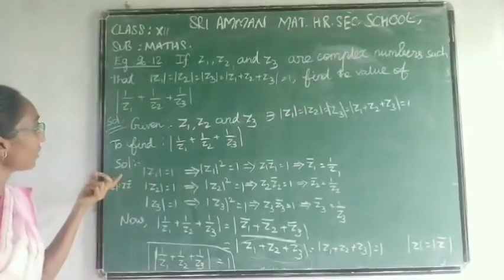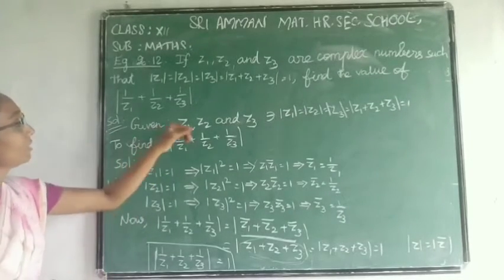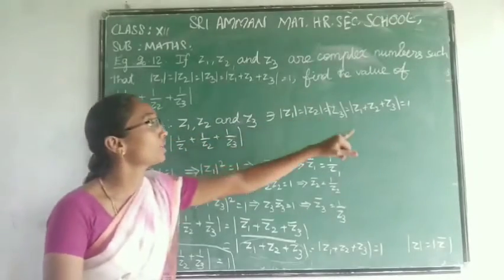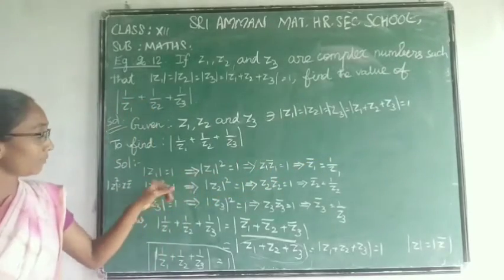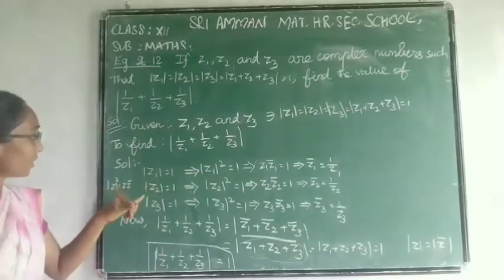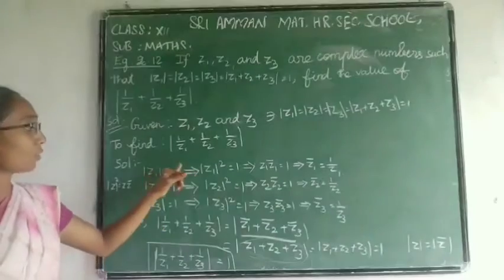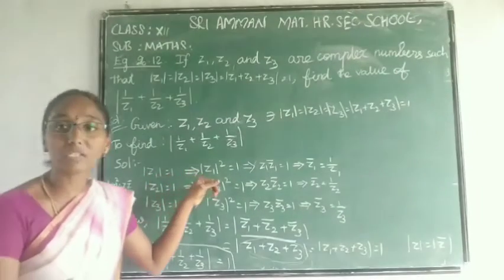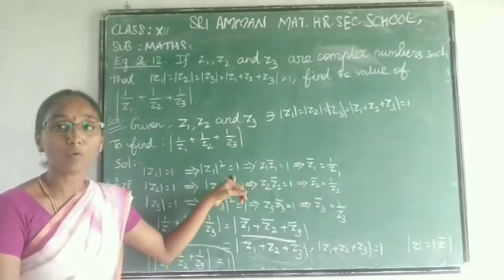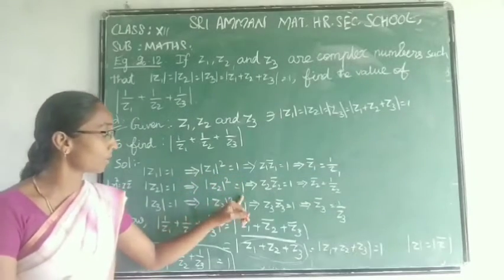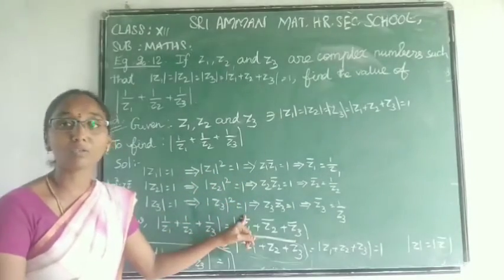Now the solution. Going to the given condition, modulus of Z1 equals 1. So I write modulus of Z1 equals 1, and taking the square on both sides, we get modulus of Z1 squared equals 1. Modulus of Z2 squared equals 1. Modulus of Z3 squared equals 1.